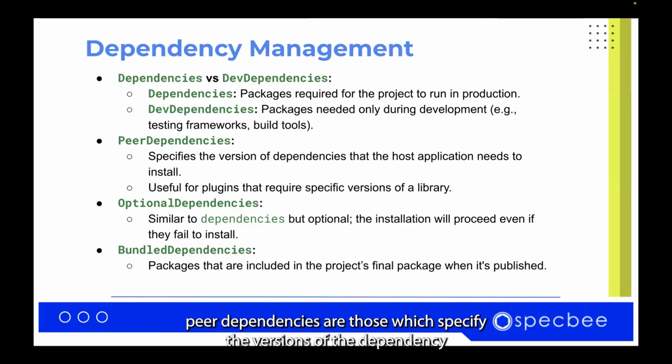Peer dependencies specify the versions of the dependency that the host application needs to install. Like on the development purpose or the installation purpose or on the dev side, it requires the peer dependency. It is usually for plugins that require a specific version of a library. So it requires some specific versions, compared to node, so that it runs perfectly in sync.